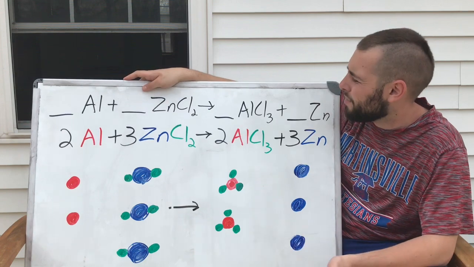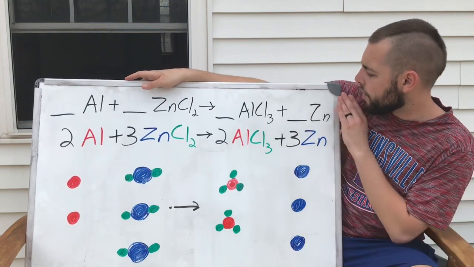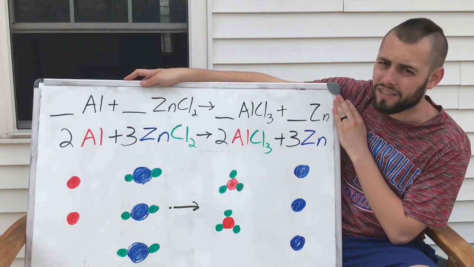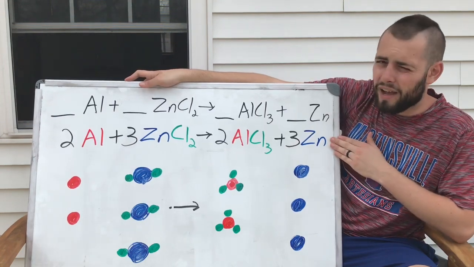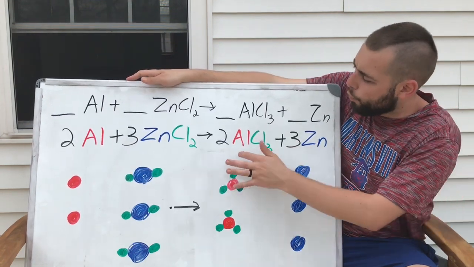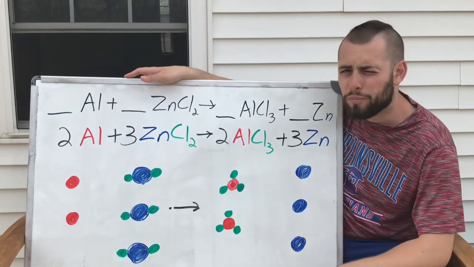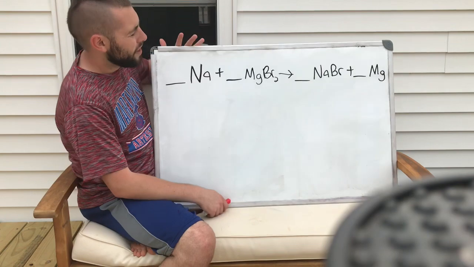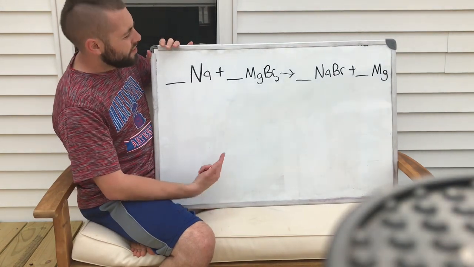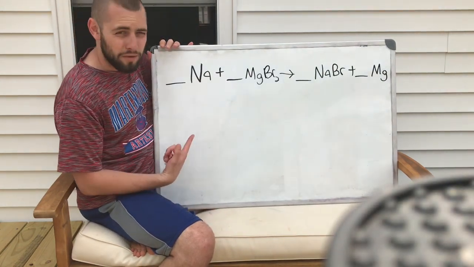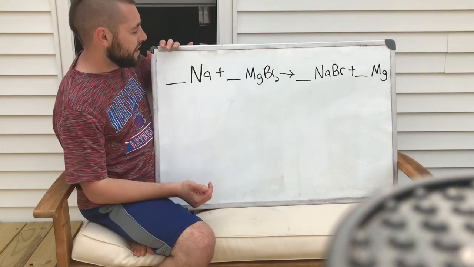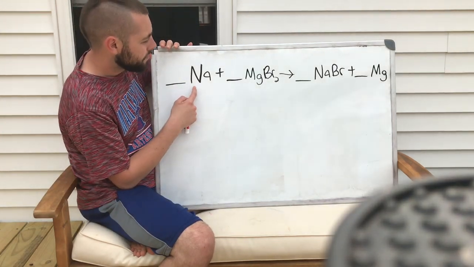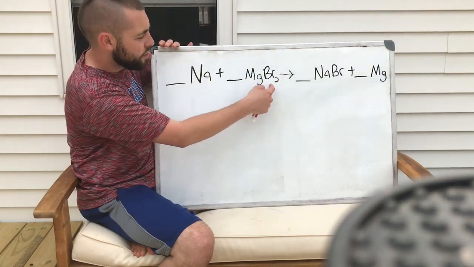So in our next step, we need to figure out, how do we go from something like this that's unbalanced to something that is balanced? How can we figure out which coefficients to put on the blanks? That's what I'm going to show you next. Alright, so let's start it off with an easy example. Right now, this reaction is unbalanced. I've got elemental sodium reacting with magnesium bromide to make sodium bromide and elemental magnesium.